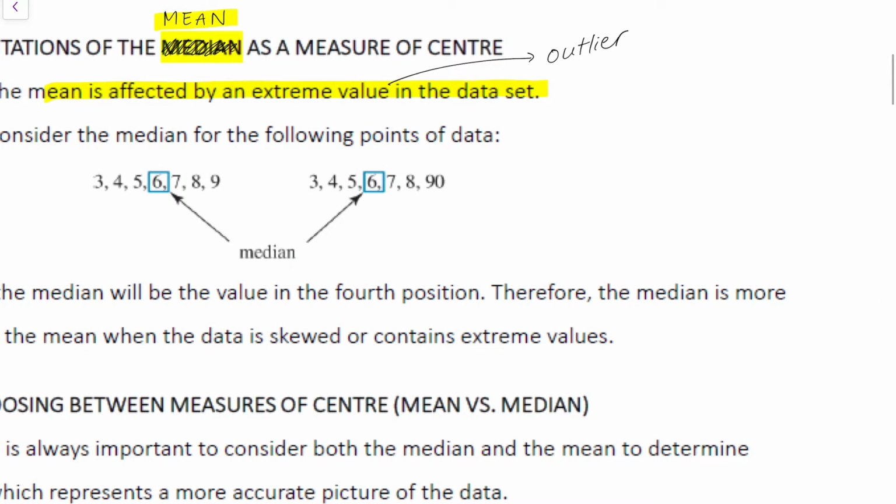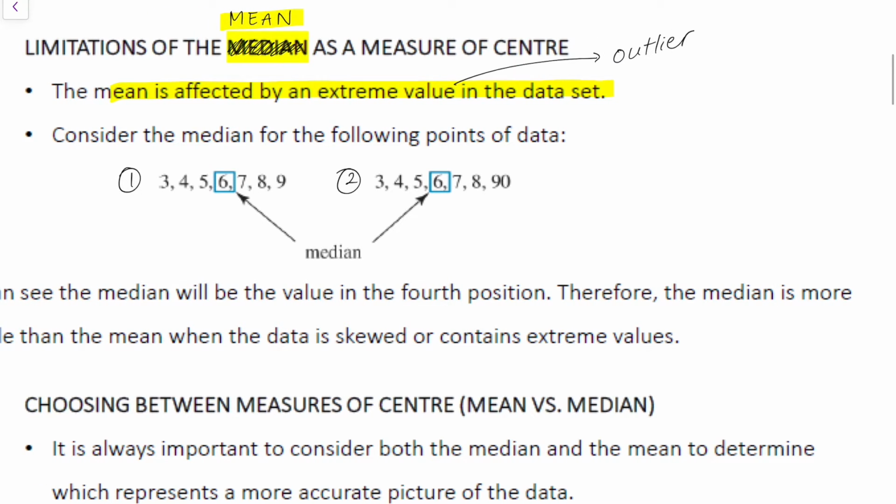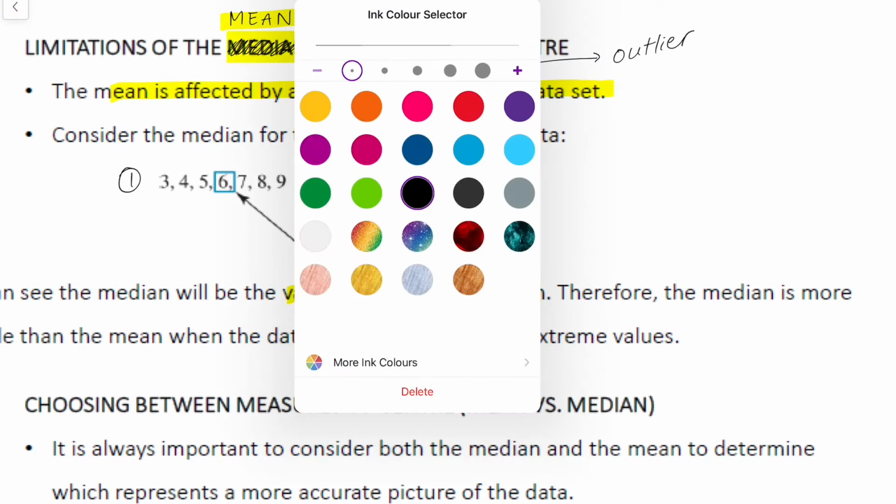And this is very evident in the following two data sets. So we have the first one here and we have the second one. We can see that the median will be the fourth number in both data sets. Remember, with the median, we just do n plus 1. So n in this example is 7. And then 7 plus 1 divided by 2 tells us that our median is in the fourth position for both data sets, because we have 7 data values for both.